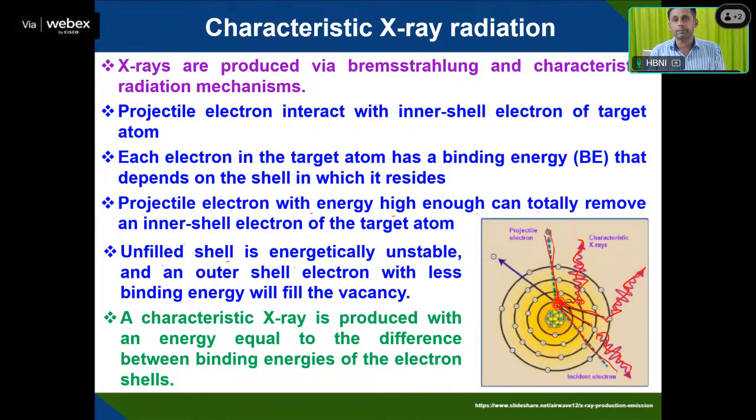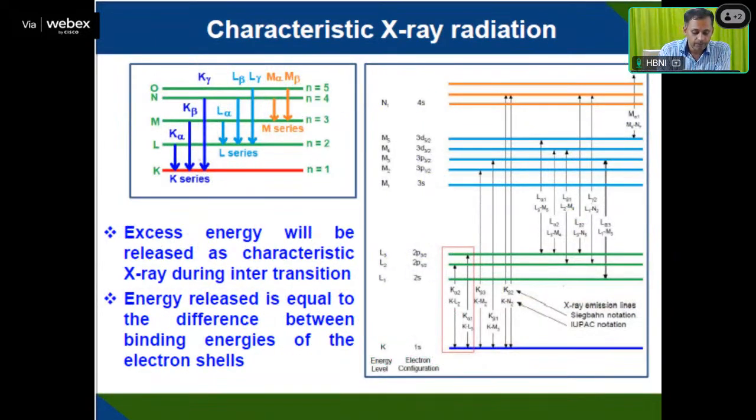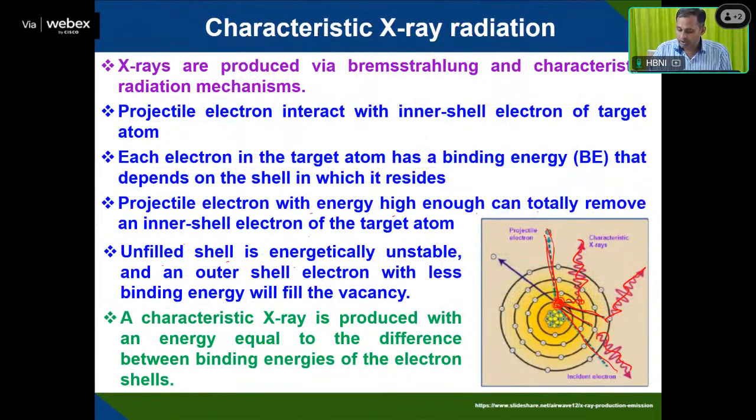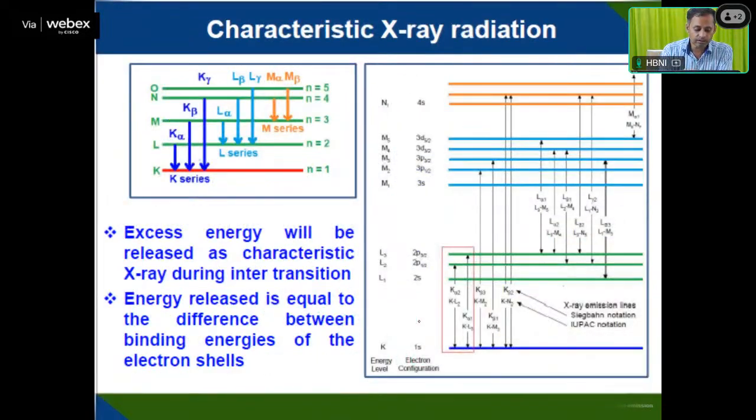That characteristic X-ray bears the characteristics of that particular material, and it is a fingerprint for each material. Different materials have different characteristic X-rays. You can see here that when an inner K shell electron comes out and is filled by an L shell electron, it is K alpha radiation. If it is from the M shell, it is K beta, or from the N shell, it is K gamma radiation.